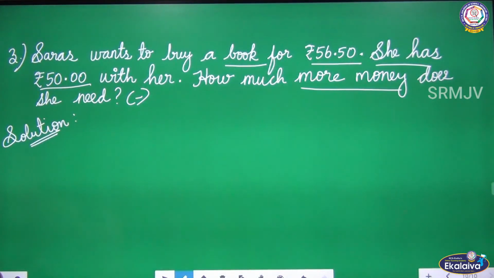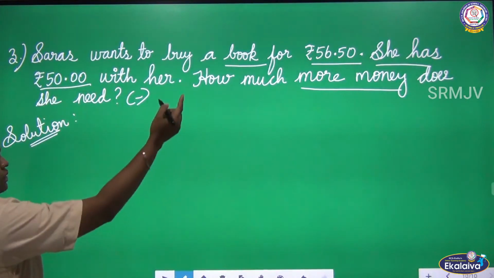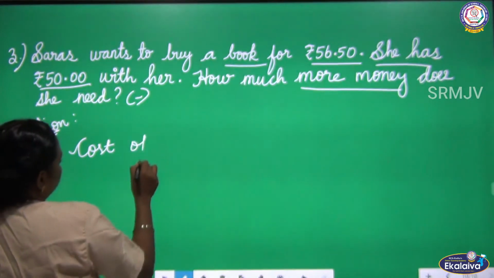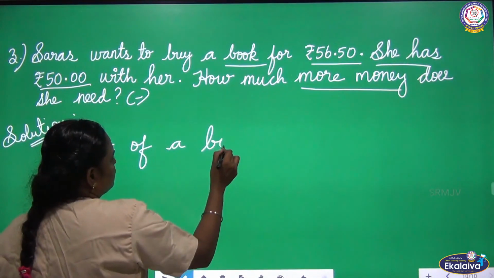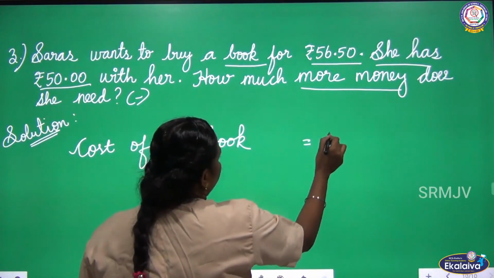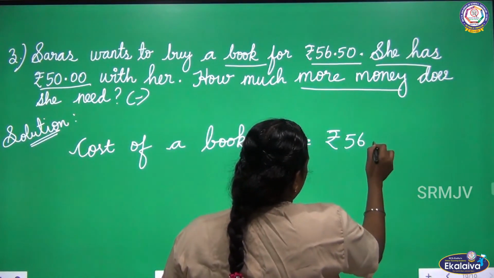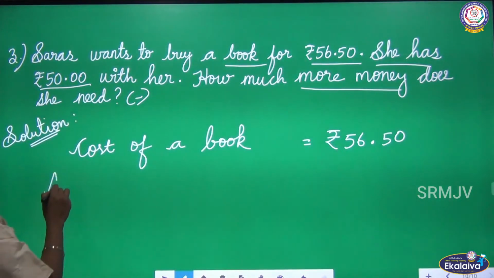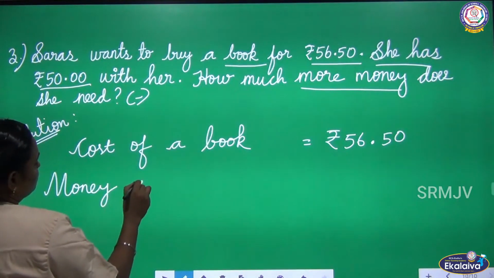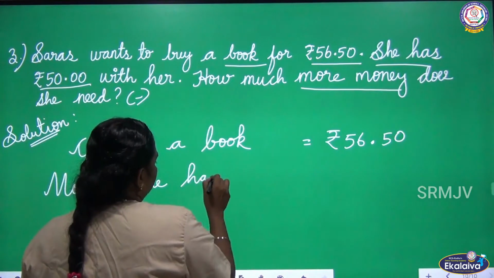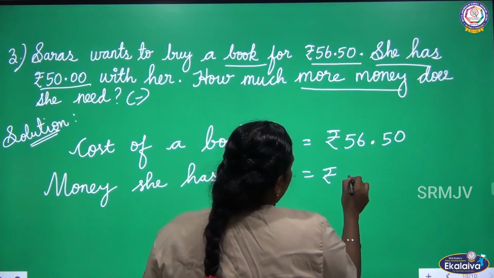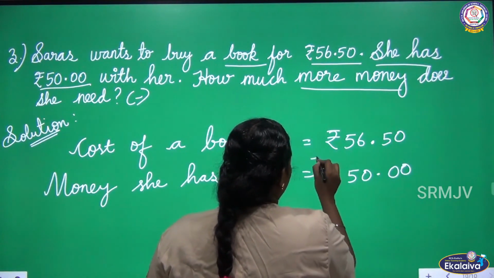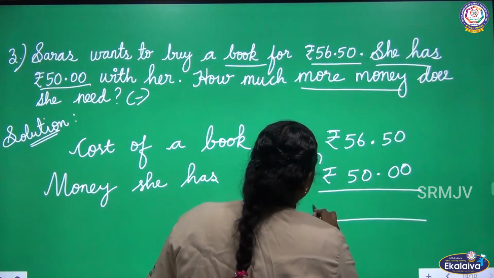So first you have to write the cost of a book, because that is the greater amount. Okay. So you can write cost of a book. So what is the cost of a book? Cost of a book equal to 56 rupees 50 paise. Next, money she has. So how much she has? Money she has only 50 rupees. So write the subtraction symbol, because we are going to subtract.